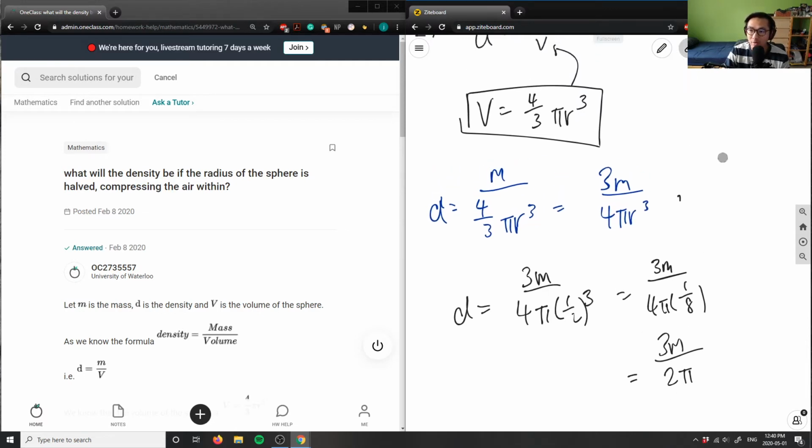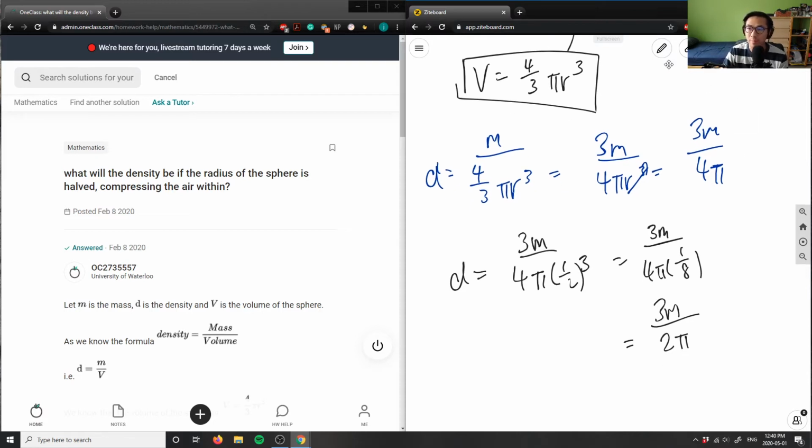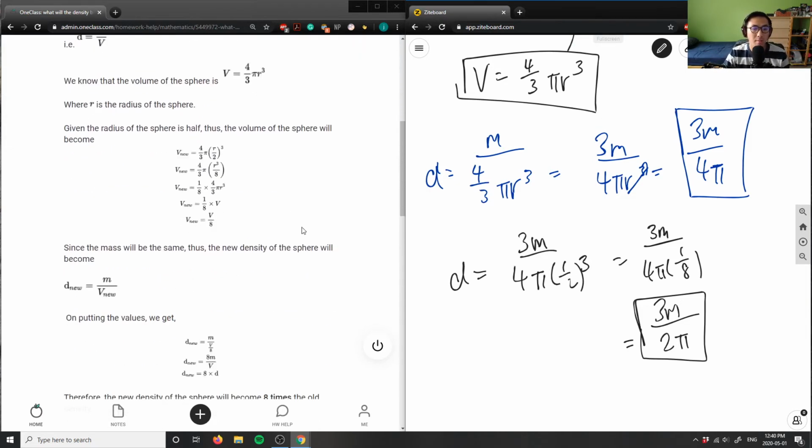And if it was my original equation, what would I get? If r equals 1, 1 cubed is simply 1, right? So I would have 3m over 4 pi. As you can see, if it was the normal radius, I would have 3m over 4 pi. If it was the halved radius, I would get 3m over 2 pi, right? So this is a difference of half. Again, if a sphere's radius is halved, the density would also be halved.